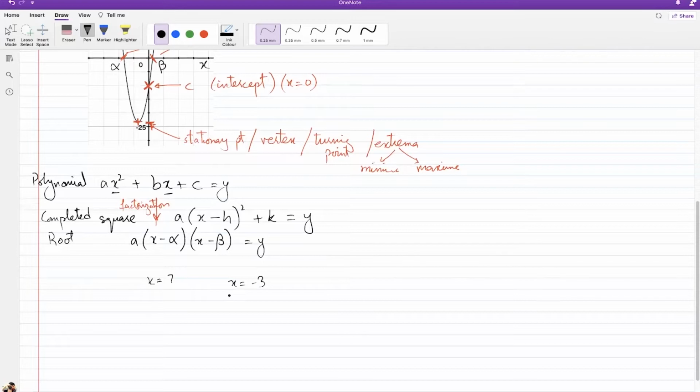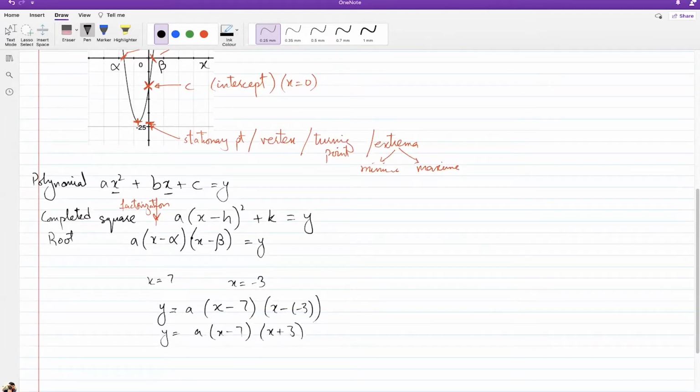Let's suppose these are our roots. Find its equation. So how will the equation look? We don't have the value of a, but it will be a(x minus 7)(x minus -3). It's that simple. That is what the equation is going to be. It's going to be a(x minus 7)(x plus 3). Okay? It is easy to convert it back.